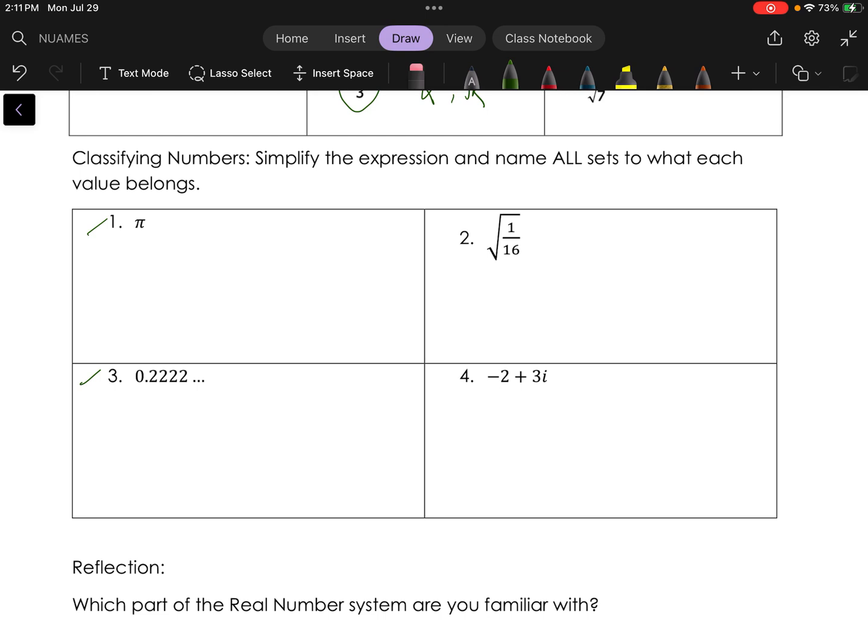We're very familiar that pi is a specific number that falls under an irrational number. And since it's irrational, it could also be a real number, right? Number 3 is very similar to what we have. I'll leave that. I want to answer number 4 here.